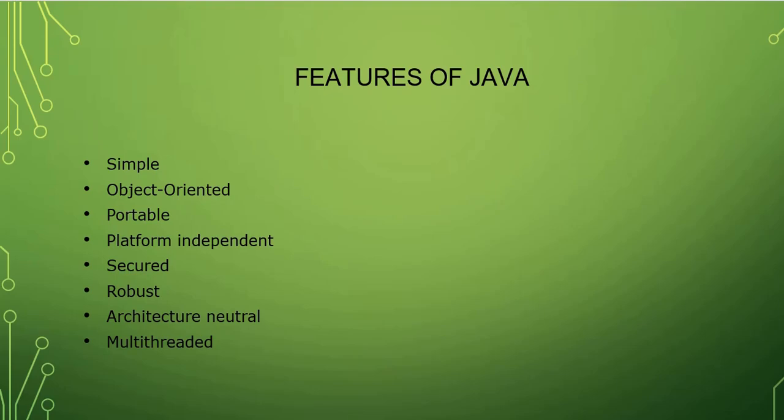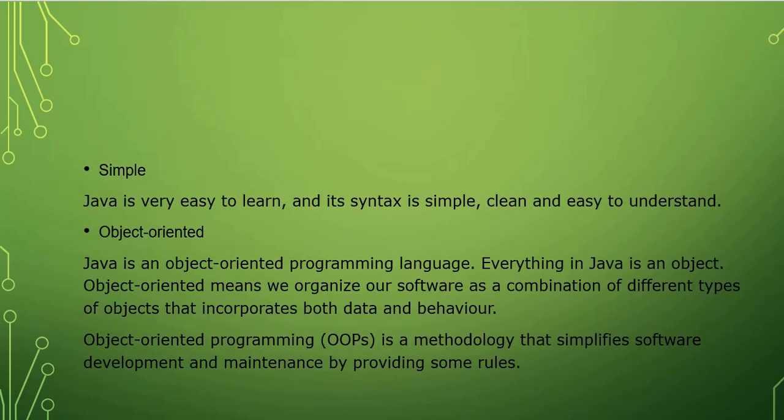So what are the features? Simple, object-oriented, portable, platform independent, secured, robust, architecture neutral, multi-threaded. Now we will discuss one by one. So what is simple? Java is very easy to learn and its syntax is simple, clean and easy to understand. That's why we can call it as what? Java is a simple language.